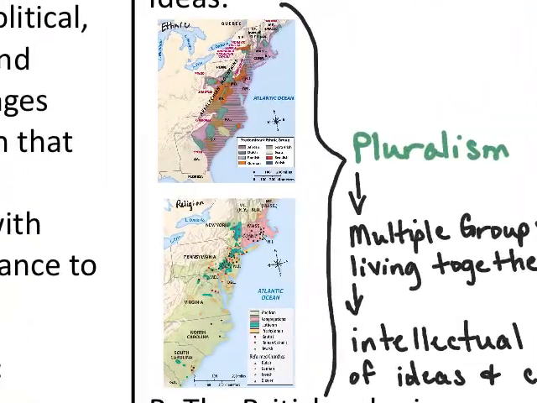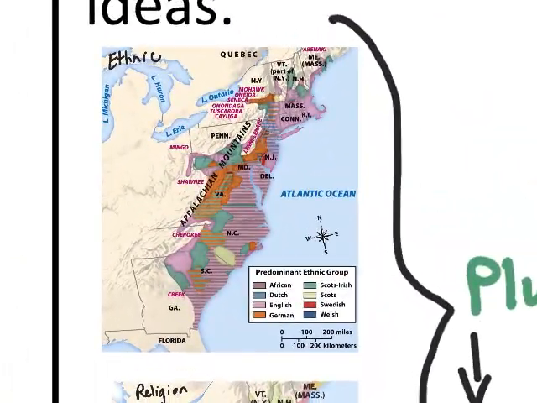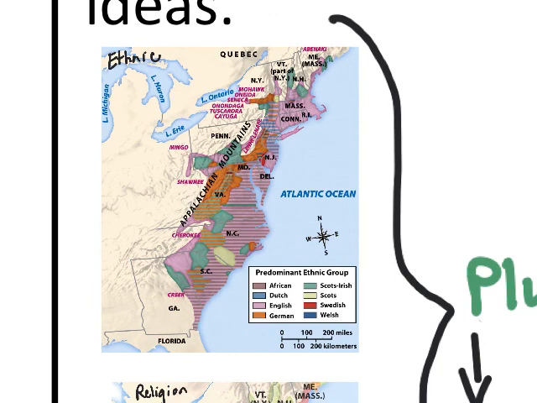Okay, so ethnic groups, as you can see in this map, there's a pretty diverse spread of ethnic groups in the 13 colonies, ranging from the Dutch, Swedish, German, Scots, Irish, and Welsh. Of course, the Scots, Irish, and the Welsh we think of being a part of the United Kingdom, so it kind of makes sense that they're coming over.